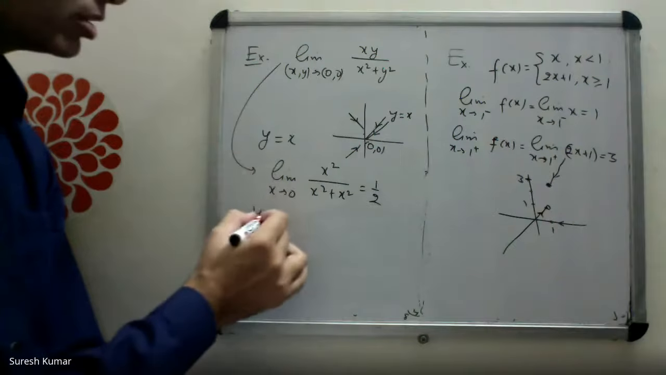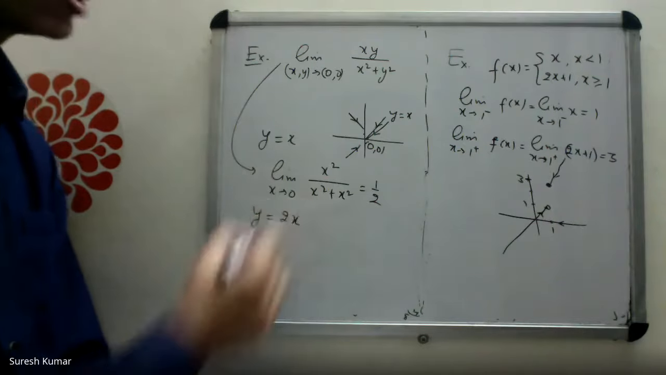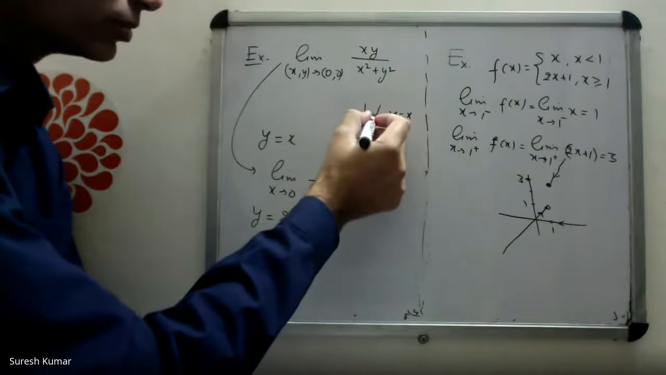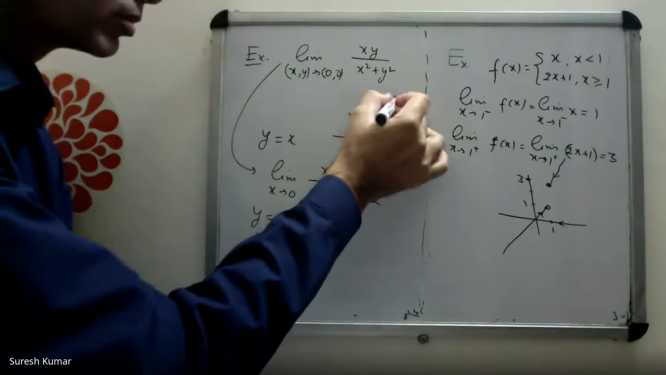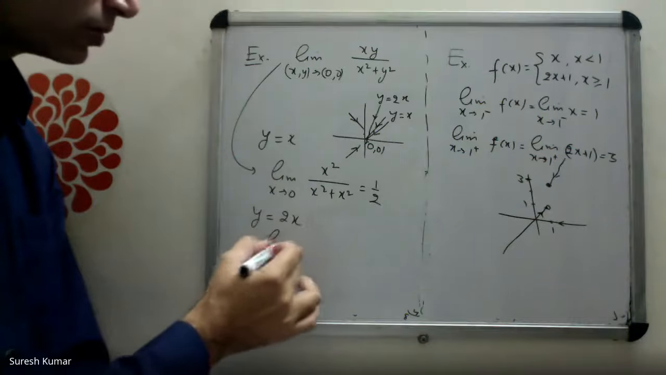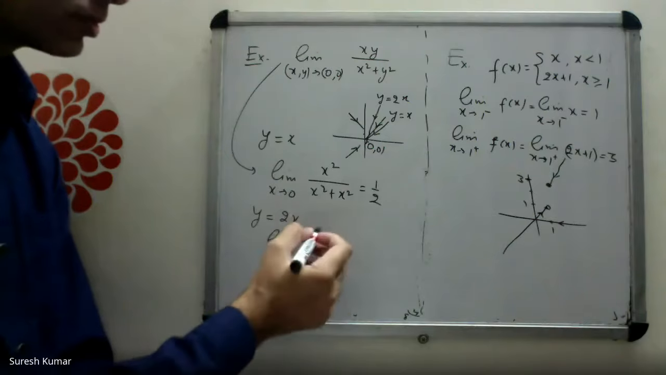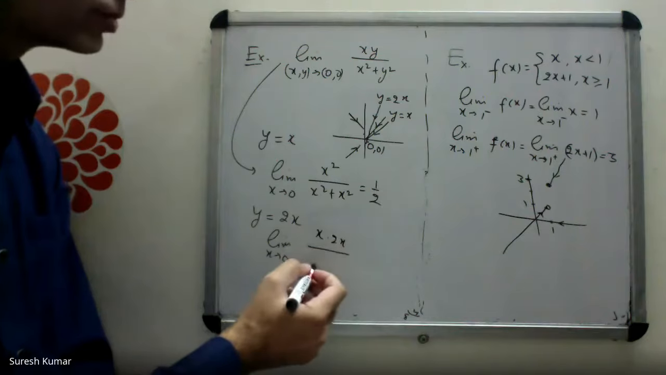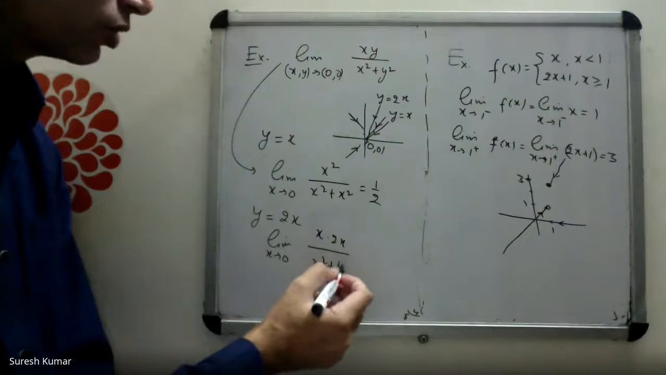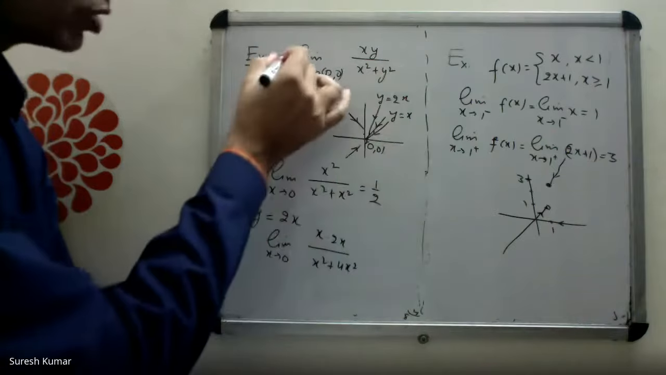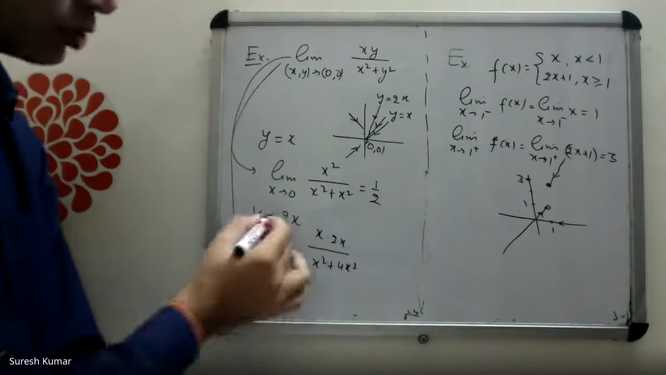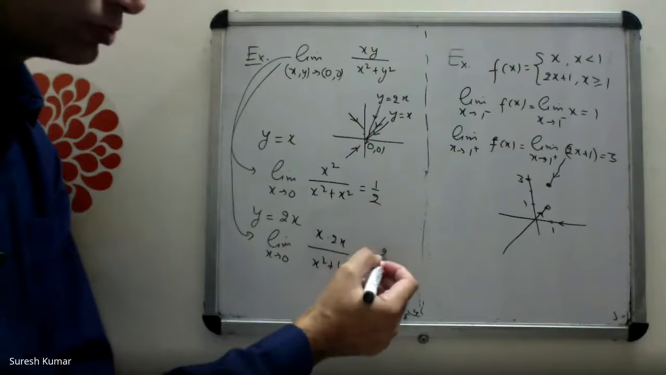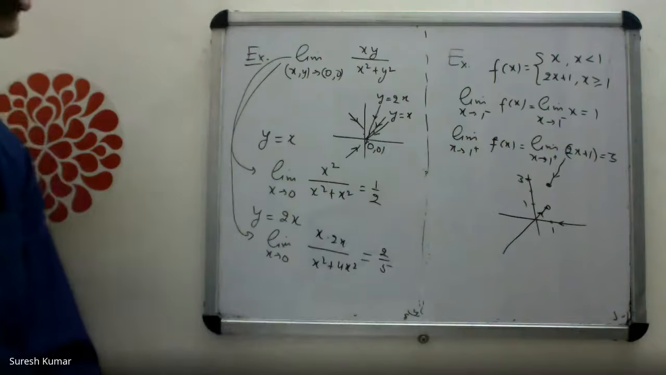Okay, next path, let me choose y equal to 2x. 2x means another line through the origin. What do I get along this path? x into 2x over x squared plus (2x) whole squared, that is 4x squared. I'm solving the same thing again along this path. So what do I get? 2 over 5.